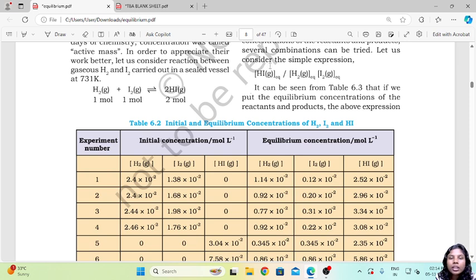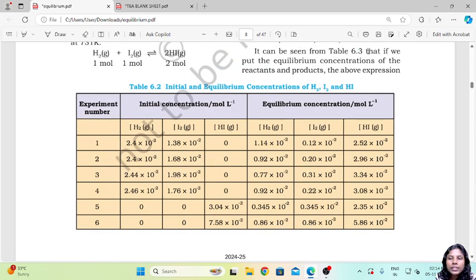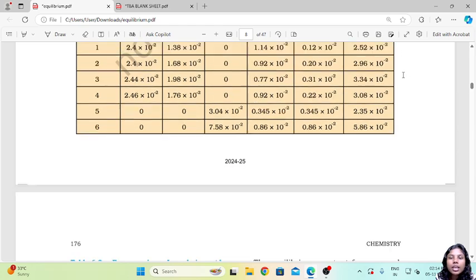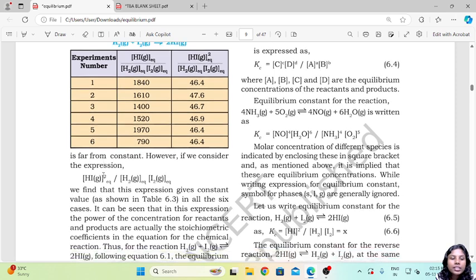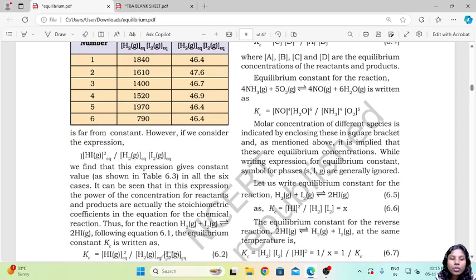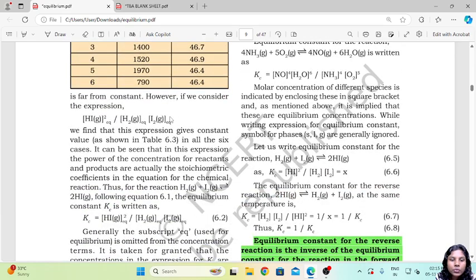So here they have taken the concentration of HI upon the product of the concentrations of H2 and I2. Now it can be seen from table 6.3 that if we put the equilibrium concentrations of the reactants and products, the above expression is far from constant. However, if we consider the expression concentration of HI raised to its stoichiometric value divided by the same for the concentration of the reactants, in that case we were able to see that the values were remaining constant.